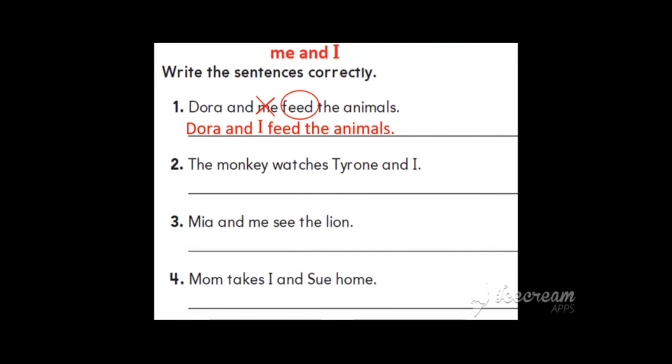Number 2, the monkey watches Tyron and I. So I'm gonna search for the action word. Yes, very good. Watches. So after the action word, do I use I or me? Very good. I'm gonna use the pronoun me. The monkey watches Tyron and me.